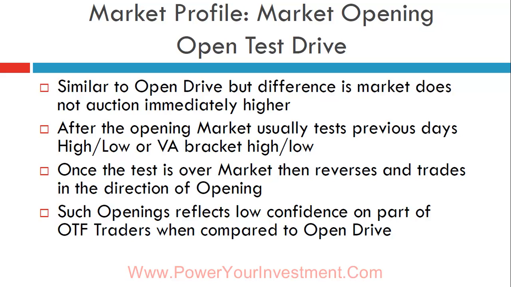Now in level of confidence, if you see, then open drive has the maximum confidence, then open test drive. Open test drive when compared to open drive has less confidence, because see here we are having retracement. Alright, and retracement means sellers are successful in pushing the prices back, and buyers are not that aggressive, because if buyers are aggressive, then your retracement will be extremely limited, and the prices can just move away in one direction.